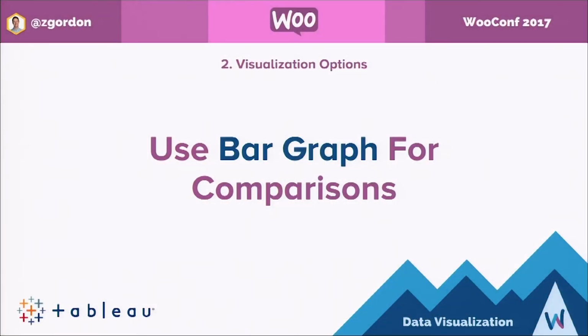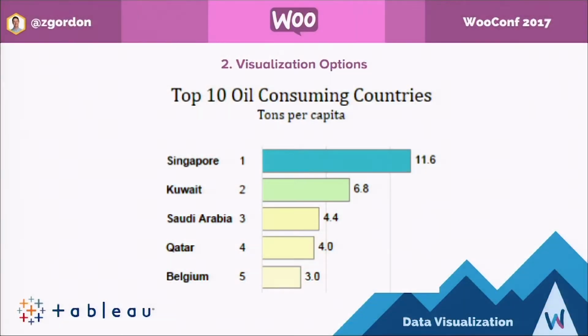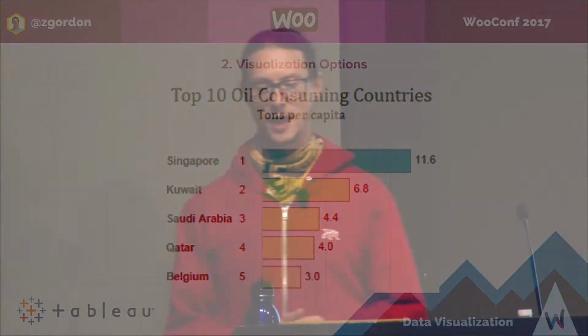So another little tidbit is to use bar graphs for comparison. And this should make a lot of sense, right? If we wanted to compare the top 10 oil-consuming countries, something like this would make sense. So you can see the amount of size. Also notice the use of labels. Labels can be super helpful.